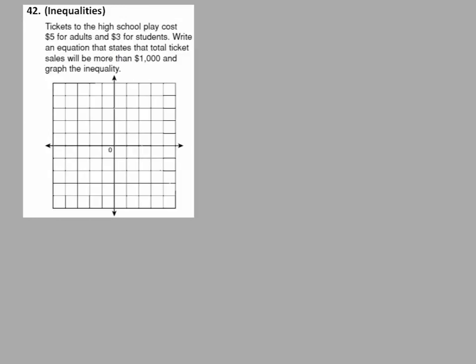Okay, so $5 for adult tickets, which means we would multiply 5 times the number of adult tickets, so 5A, plus $3 for students would be 3S, and it says it has to be more than $1,000. So that's a greater than symbol, $1,000.